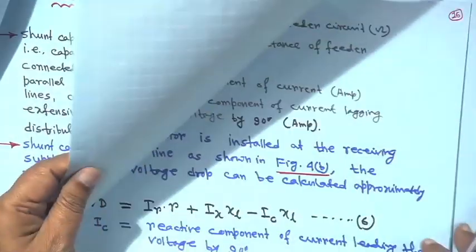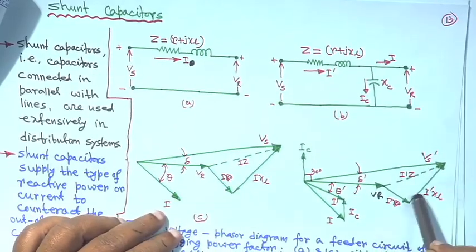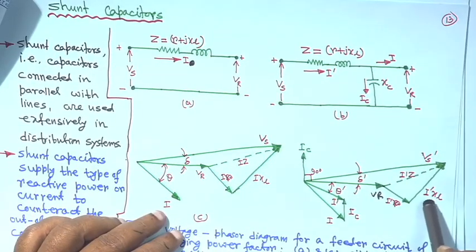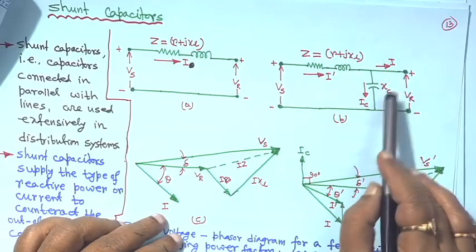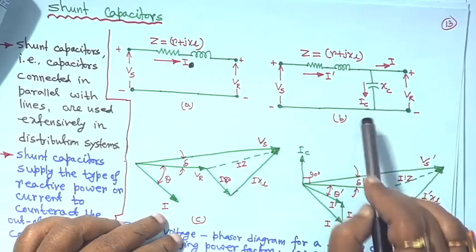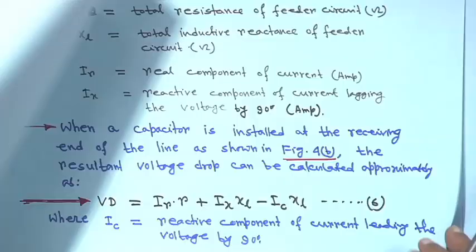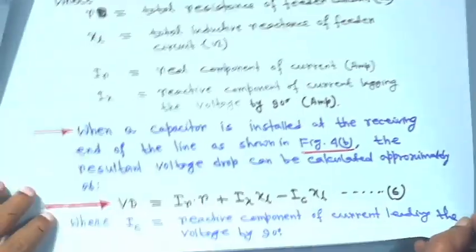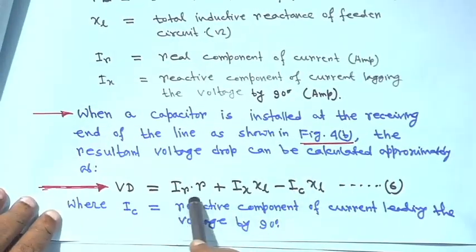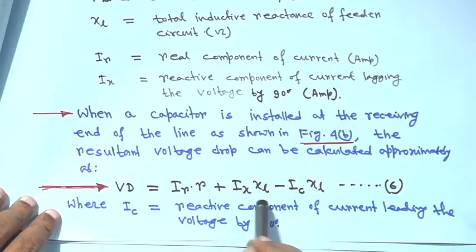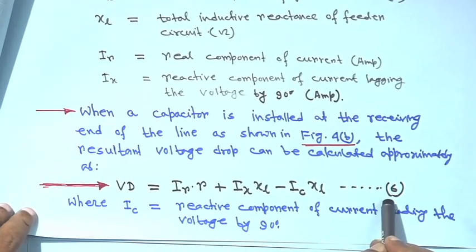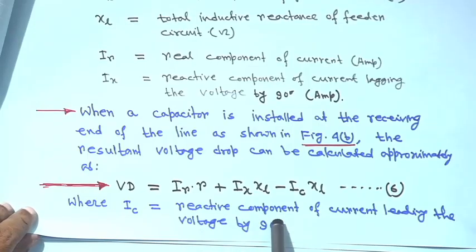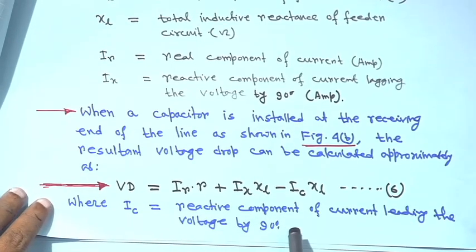So, because of everything I have told, if you take this I dash through XL, I dash is equal to your I plus your IC, right. If you simplify a little bit on your own, you will see that the voltage drop will be IR into R plus Ix into XL minus IC into XL, right. This is actually equation 6, where IC is the reactive component of current leading the voltage by 90 degrees, right.